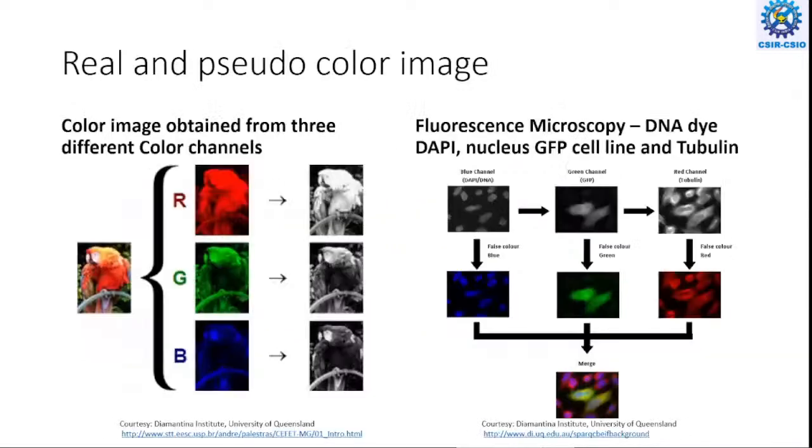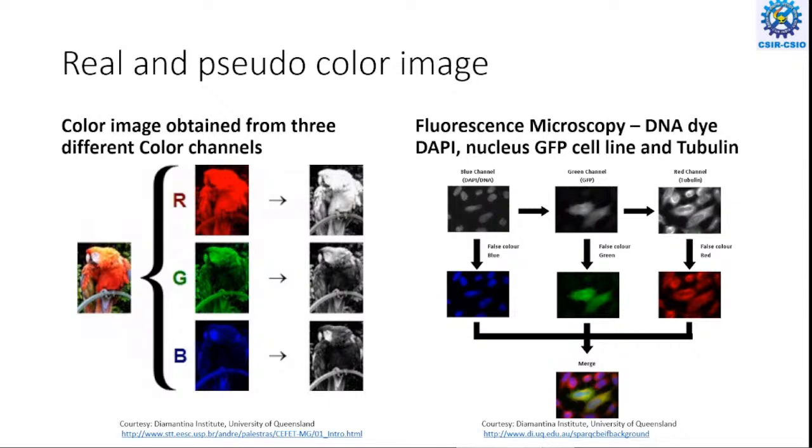As I told you, a color image is a combination of red, green, and blue, as shown here. On the left side is an image of a parrot, and on the right you can see the RGB representation: the red channel, green channel, and blue channel. Since the parrot has more red intensity, the red channel is brighter compared to green and blue.